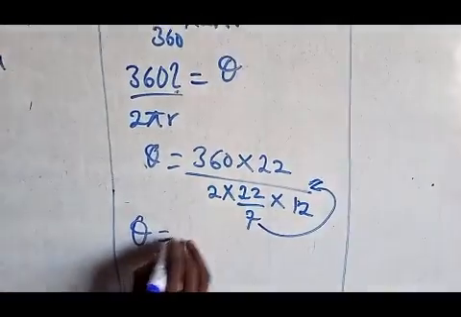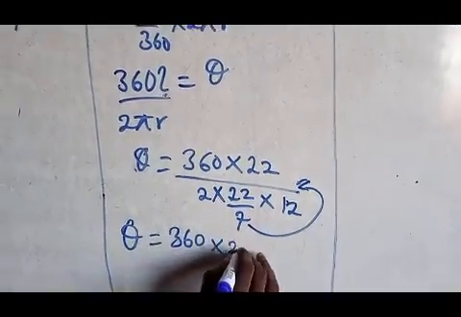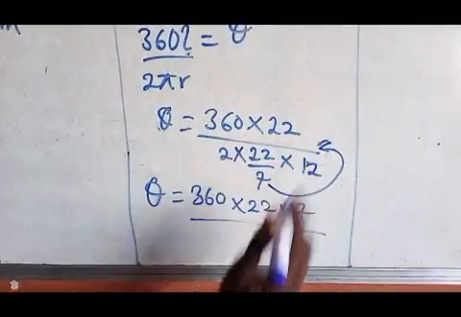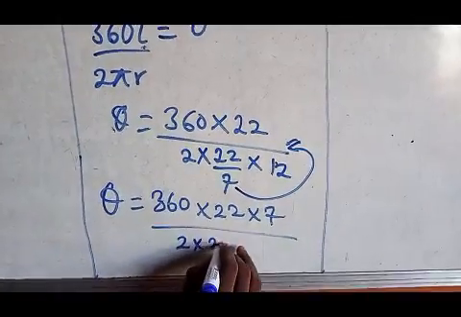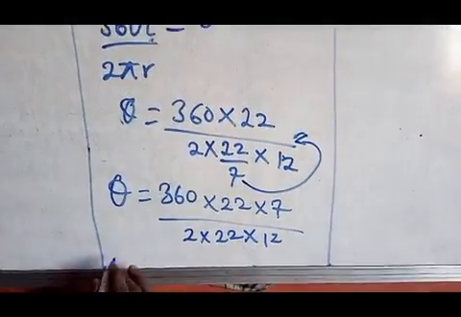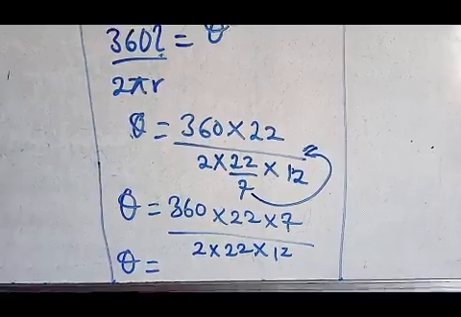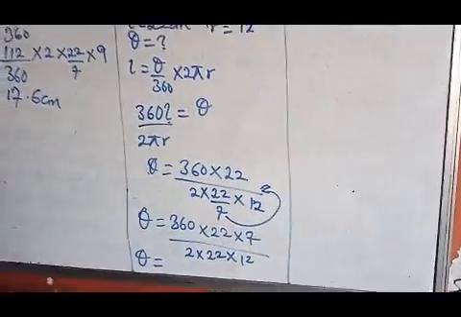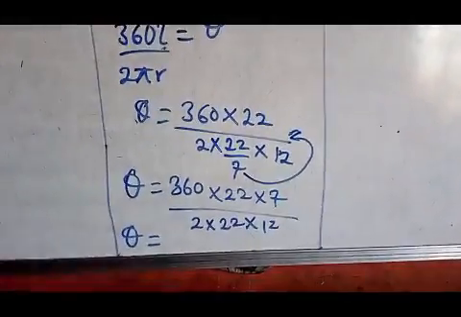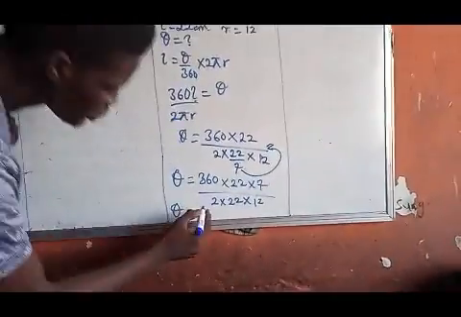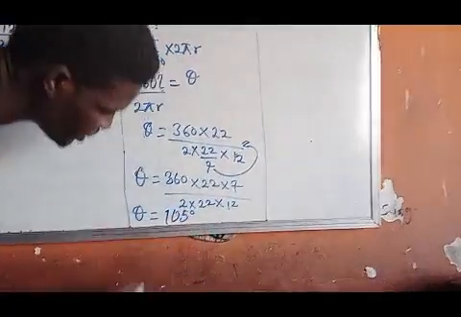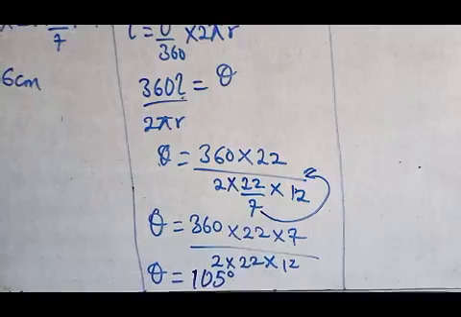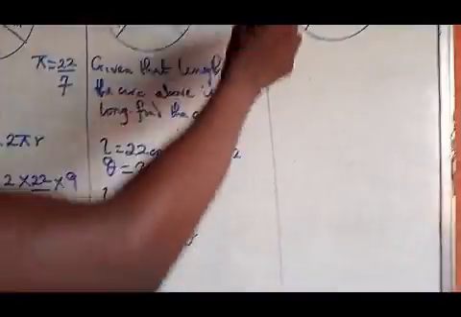So you are going to have theta equals 360 times 22 times 7 all over 2 times 22 times 12. If you multiply everything here together and you multiply everything there together, you are going to have your answer to be 105 degrees. Alright, so let's see the last example for today.